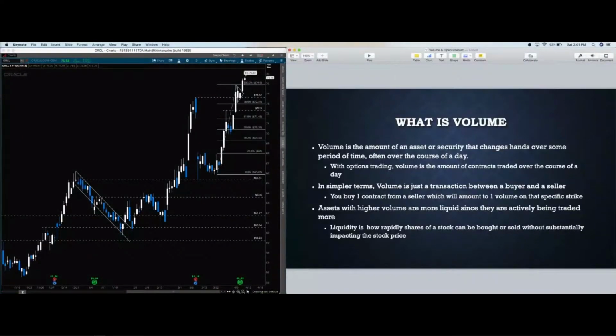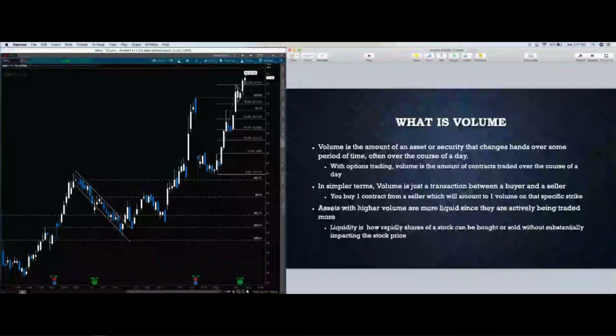So what is volume? Volume is the amount of an asset or security that changes hands over some period of time, often over the course of a day. With options trading, volume is the amount of contracts traded over the course of a day. In simpler terms, volume is just a transaction between a buyer and a seller. If you buy one contract from a seller, that will equal one volume on that specific strike price.